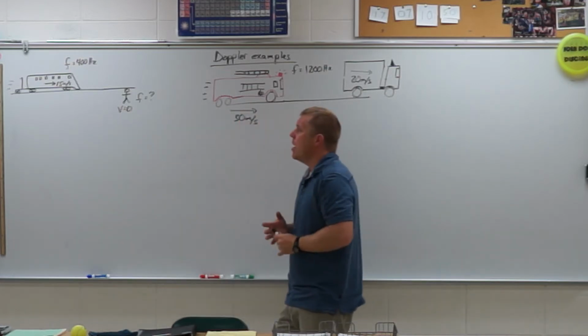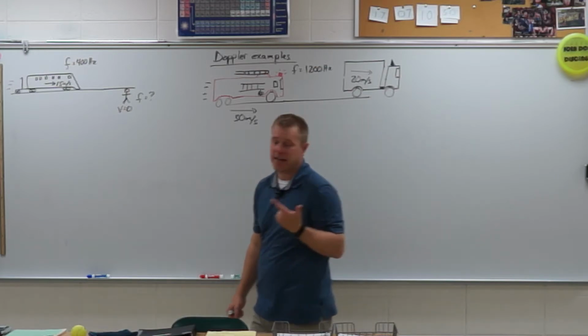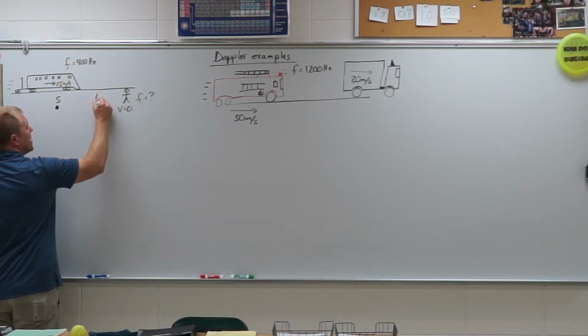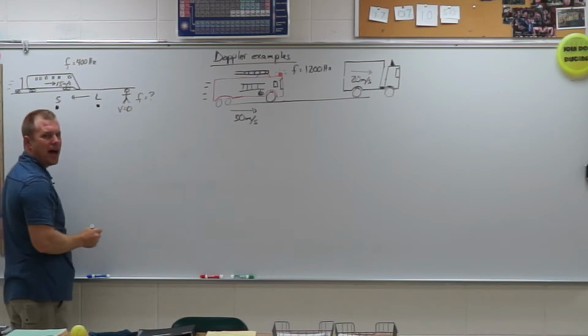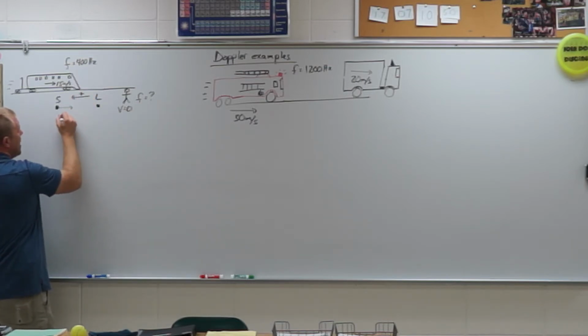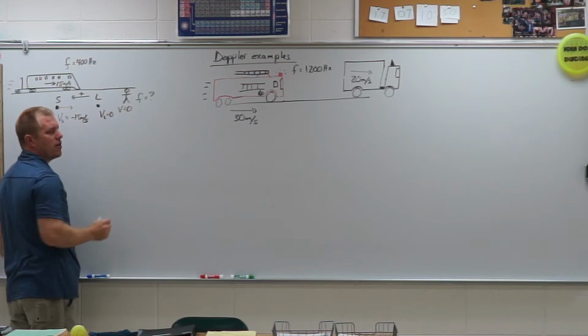All right. So as we do with these, the first step is we need to draw two dots, an L and an S. So I have my S here. That is my source. I have my L over here. That is my listener. L to S is my positive direction. And so that means the velocity of the source is moving at negative 15 meters per second, where the velocity of the listener is 0.